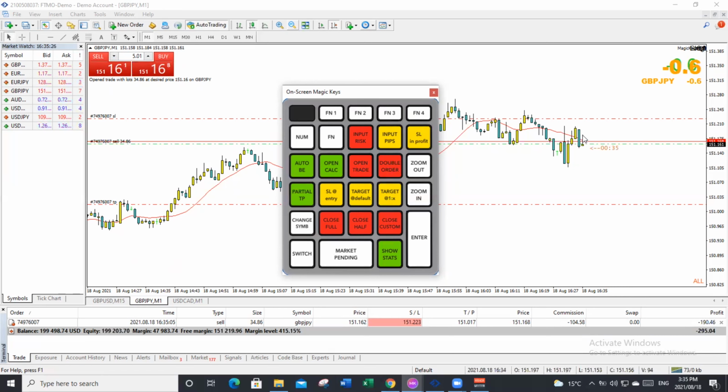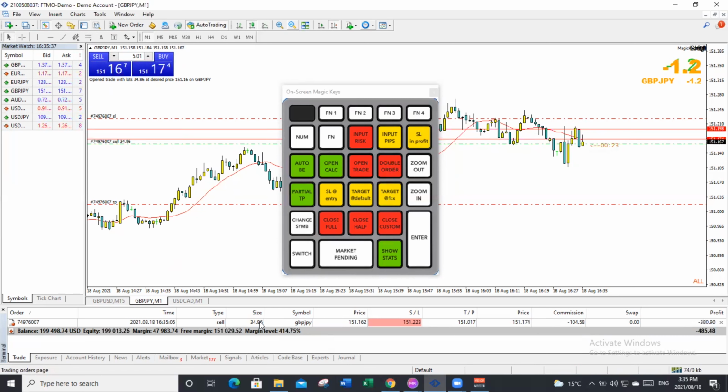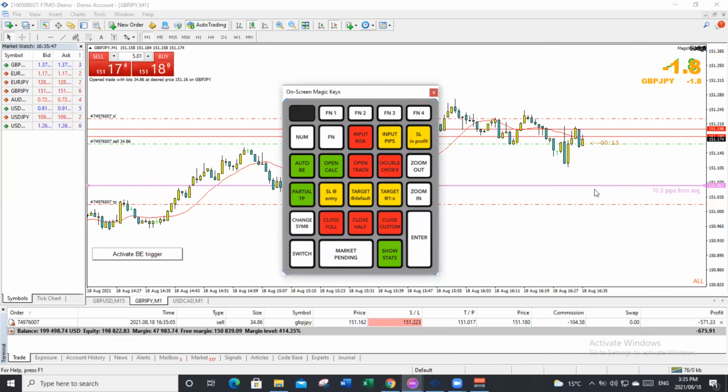What I'm going to do now is, okay, we went down, but if we do come above this line, or even this, let's say if we come above this area right here on the chart, I'm going to close out half, and you guys will see eventually how this lot size of 34.86 just goes half, and we should then be able to manage our trade like that. What you can also do with this is set an auto break even.